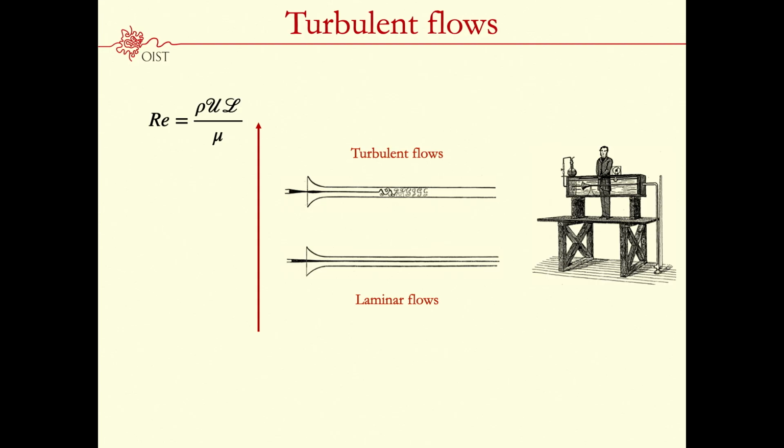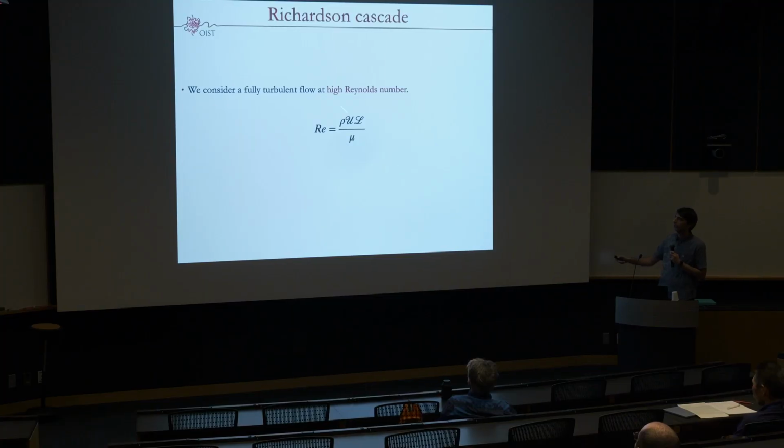So there are people studying where is the transition between these two regimes. This is not what we do. What we do is usually keep the Reynolds number sufficiently high to have a turbulent flow, and then we want to understand what this turbulent flow is doing. So first thing, we need a high Reynolds number.